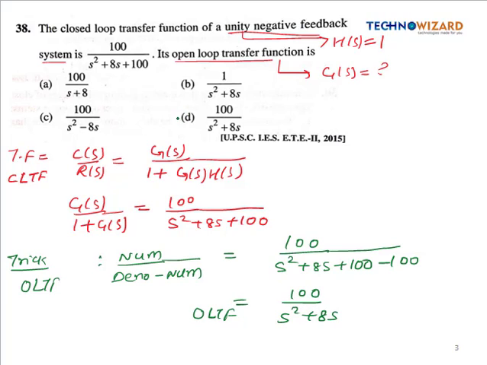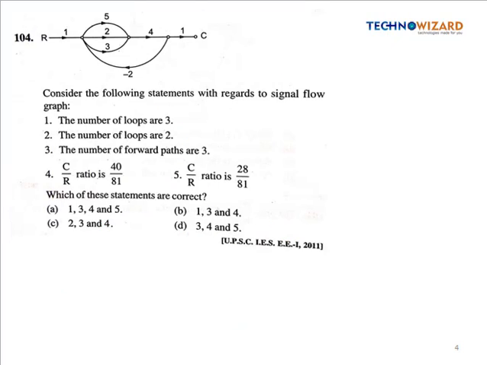So it means option D is the correct one. So now the next question is, consider the following statements with regards to the signal flow graph.